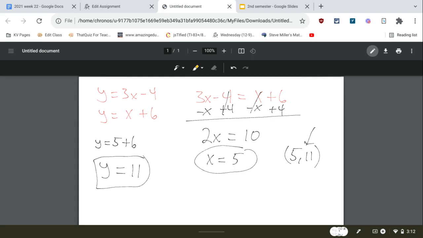I plugged it into that bottom equation once I figured out what x is, but I could also stick it into that top equation and get the same answer. 3 times 5 is 15, and then 15 minus 4, that's also 11.